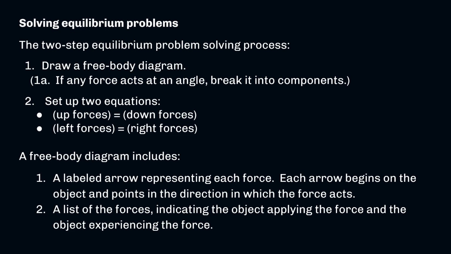And then we have at the bottom here what a free body diagram includes, and again I'll do this in each example. So you have a labeled arrow representing each force. Each arrow must begin on the object, and the object's going to be represented by a dot. And it's going to point away from that object. So even if I have, say, a push, I'm not going to put the arrow going into the object. It will be going away from it.